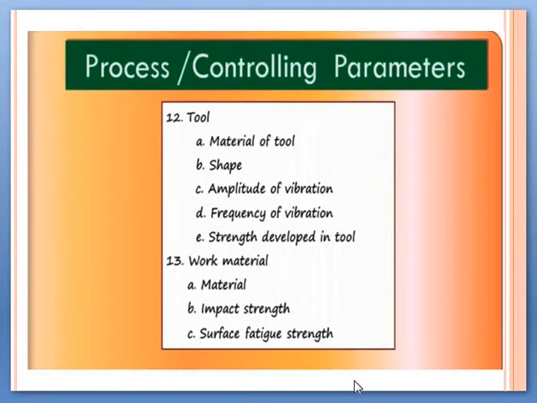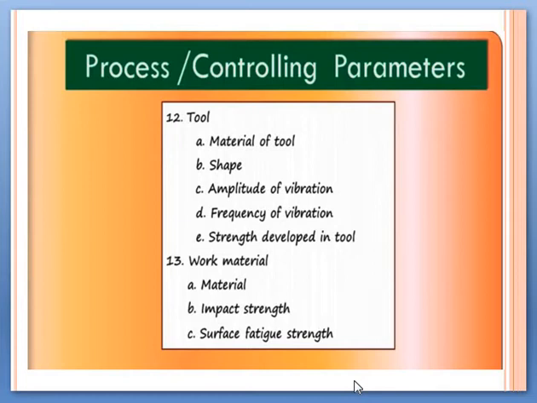Other parameters are related to the tool and work material. While selecting the tool, we must think about which material you have used for the tool, what will be the shape of the tool, how much amplitude and frequency of vibration you have applied, and how much strength is to be developed in the tool. Those parameters must be considered while selecting a particular tool in ultrasonic machining.